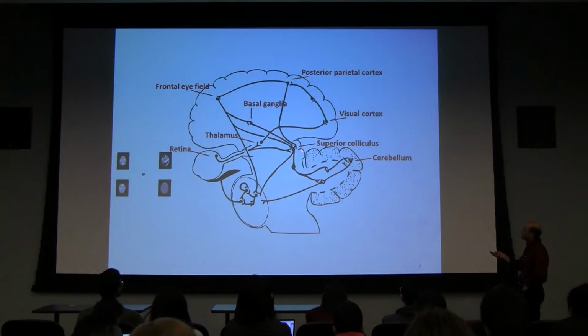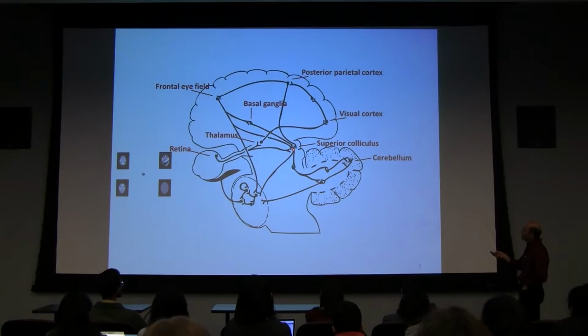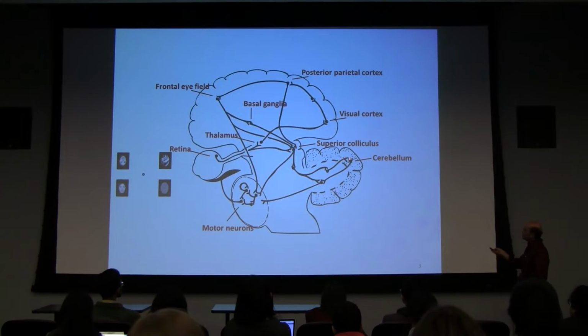Now, the superior colliculus eventually is going to generate the command that says make the movement. That motor command is going to go to the motor neurons, but also is going to be sent to the cerebellum and then corrected, and then the eyes move.